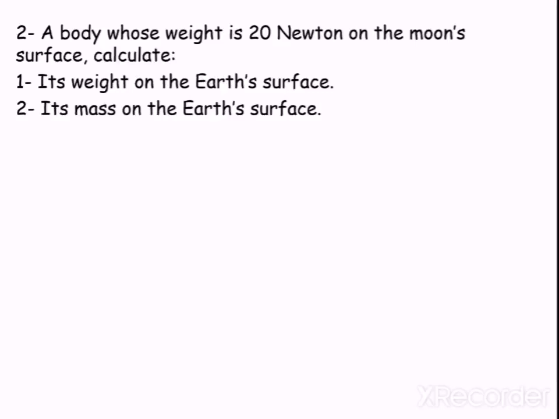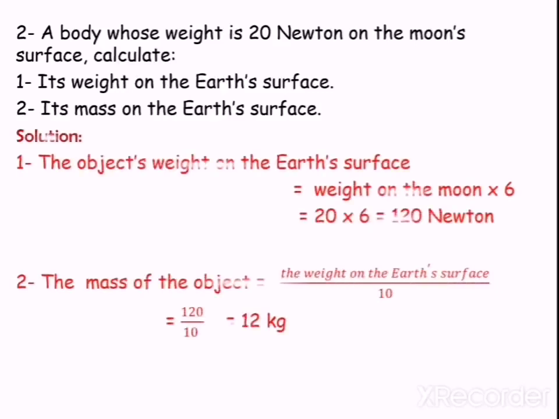Number 1. The weight on Earth equal what? From triangle number 2, the weight on Earth equal weight on Moon times 6. So 20 times 6. So the weight on Earth equal 120 Newton.